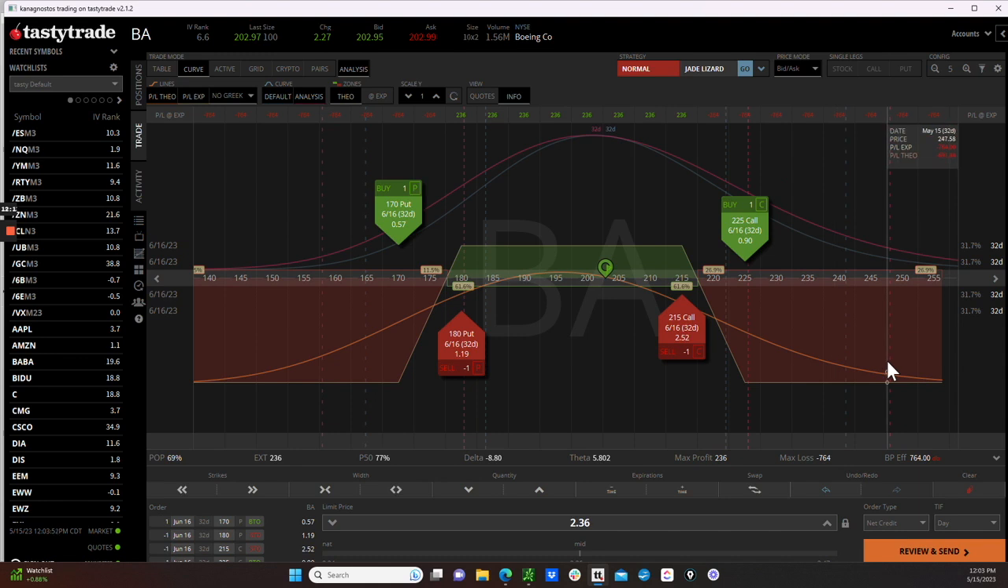As you can see, we want Boeing to stay in between our short strikes at 180 and 215, and for time to just tick away. A vol contraction would also help. Our profit target is 50% of max profit, so we're looking for just about $120 per iron condor out of this. If it goes against us, management would be rolling the untested side closer to at the money and possibly further out in time.